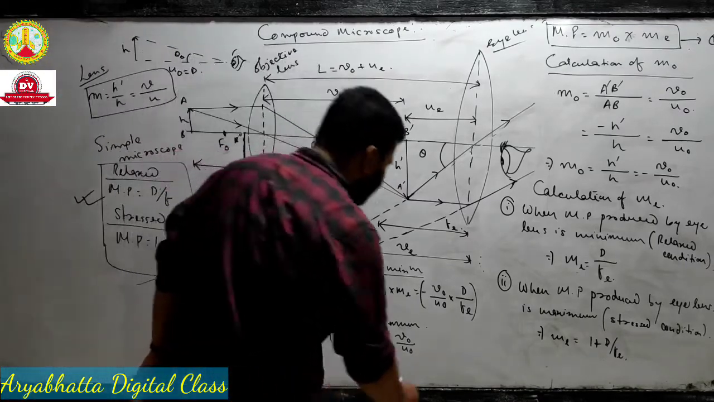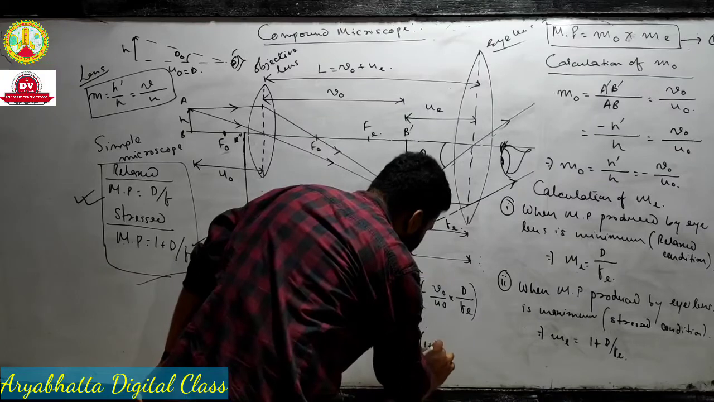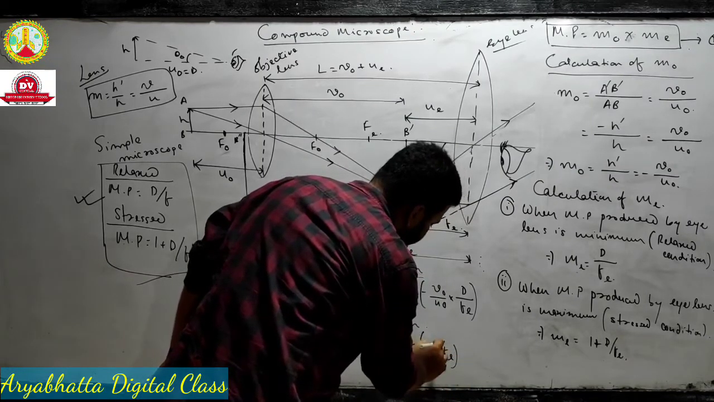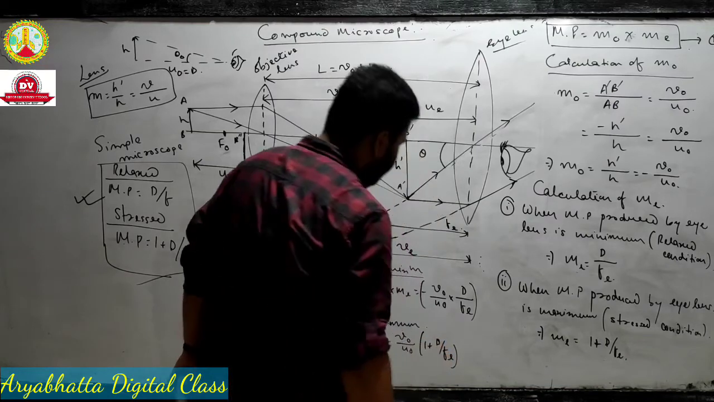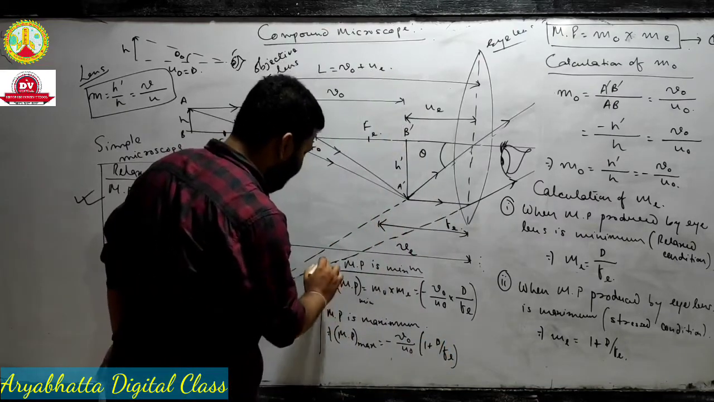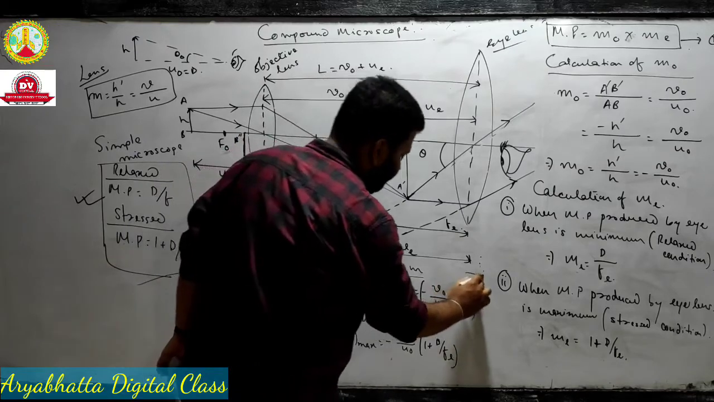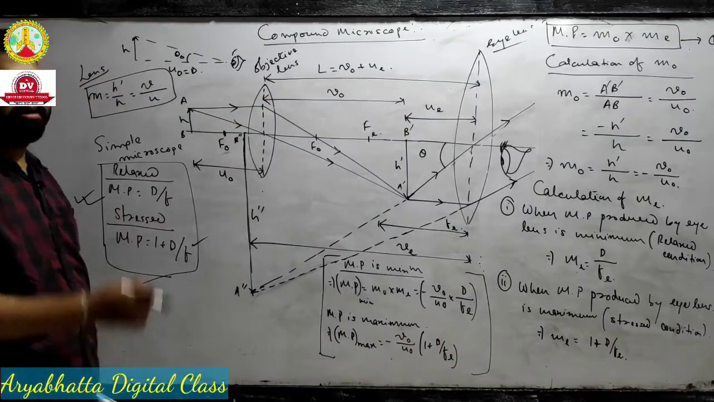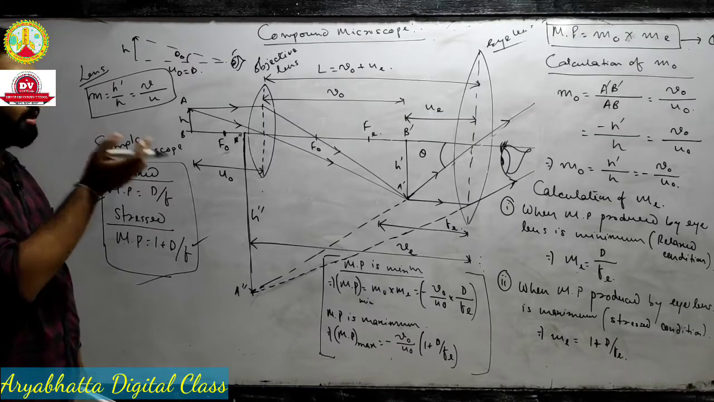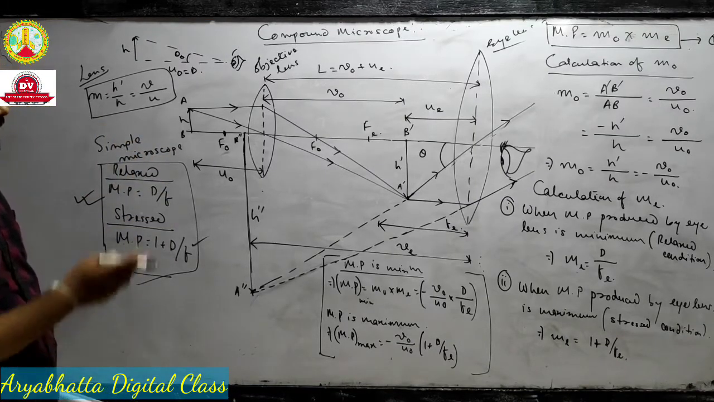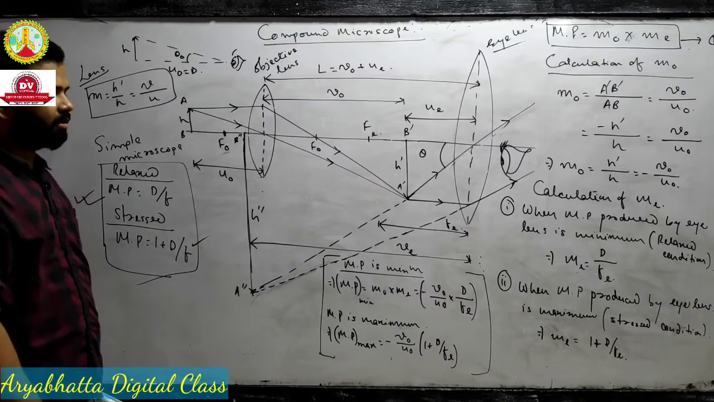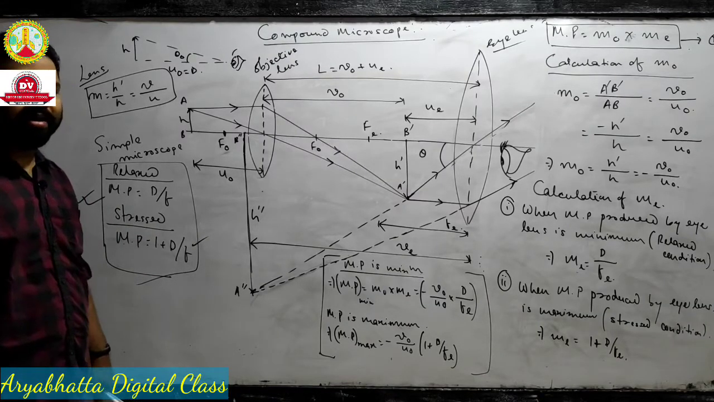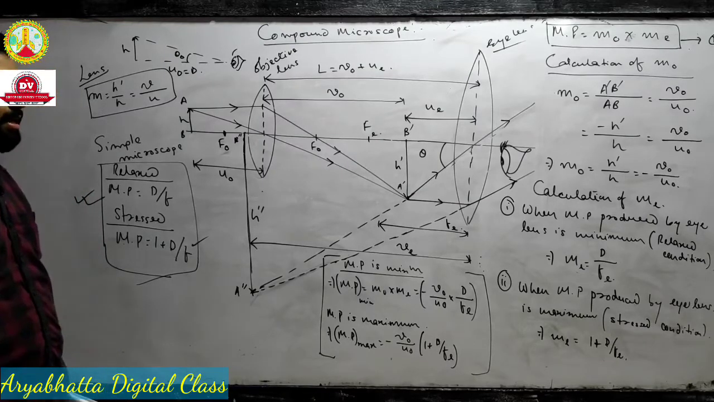That is 1 plus D divided by fe. So these are the two formulas or two equations for the magnification produced by a compound microscope. When the magnification is minimum, it will be minus of v naught by u naught into D by fe, and when the magnification is maximum, it will be minus v naught by u naught into 1 plus D by fe.